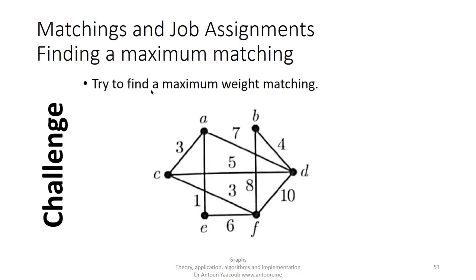So as a challenge for you, this is a graph with weights. Can you find a maximum weight matching? You will see that if you try to do it, even for this small weighted graph, the problem is very challenging. And I don't know if there's an optimized algorithm in order to find the maximum weight matching. And this is it for this important and very nice chapter.